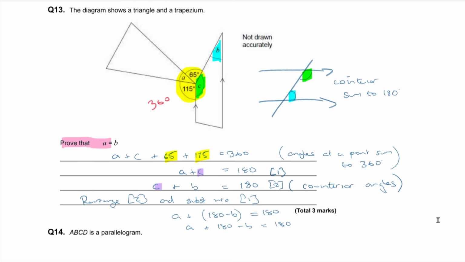So I've got 180 on both sides. They're going to cancel each other out. And then if I add B to both sides, I'm going to get A is equal to B, isn't it, as required.